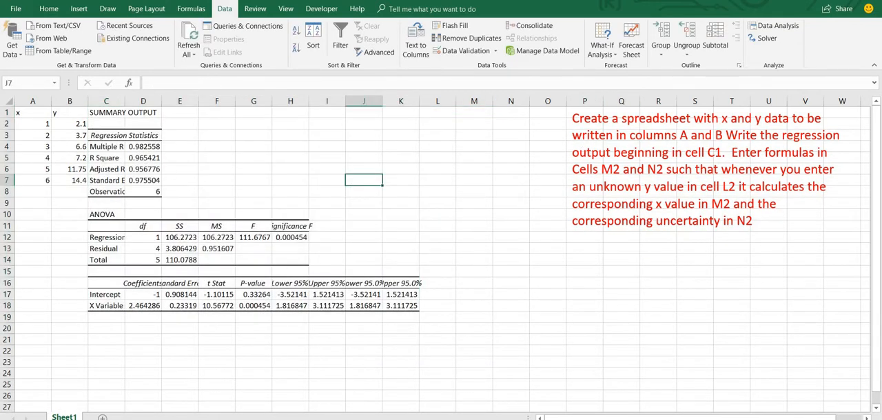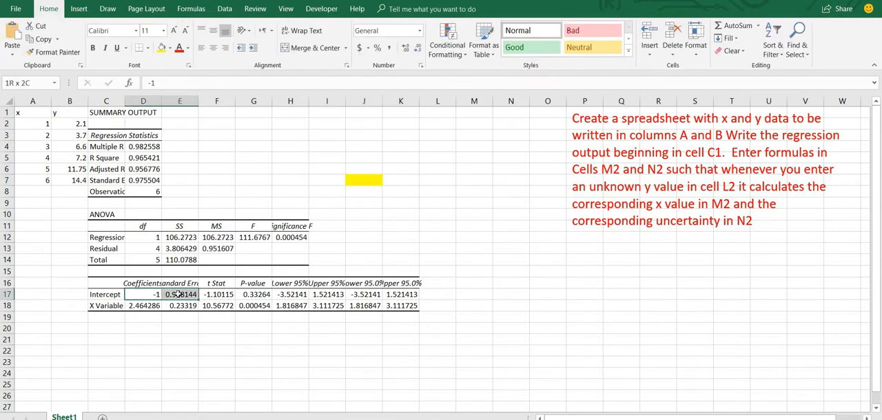And there we have our summary output. This is the y-intercept plus its uncertainty, as well as the slope plus its uncertainty. I want to highlight it because we will be using it later on.